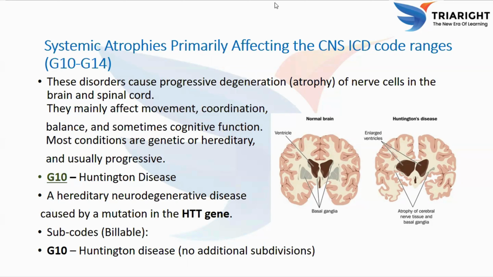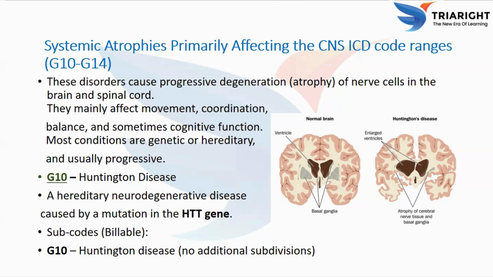So what do you mean by atrophy? The meaning itself says the nerves shrink or the nerves stop functioning properly. So what body functions are affected? These nerve cells control movement, coordination, balance and thinking function. These problems gradually worsen over time.